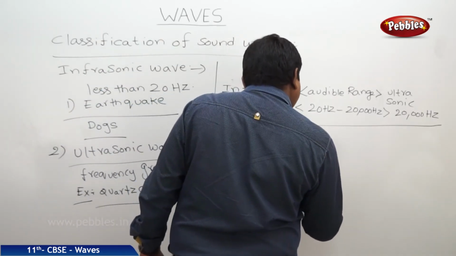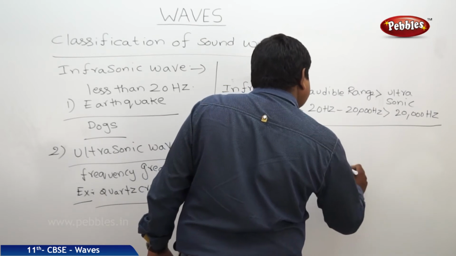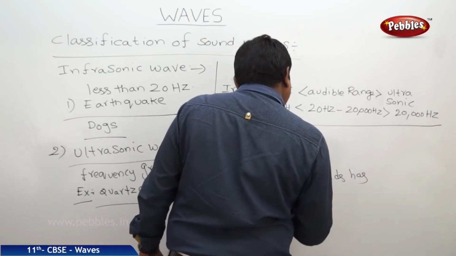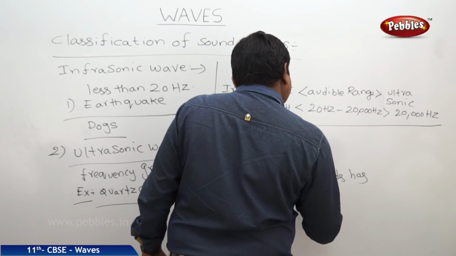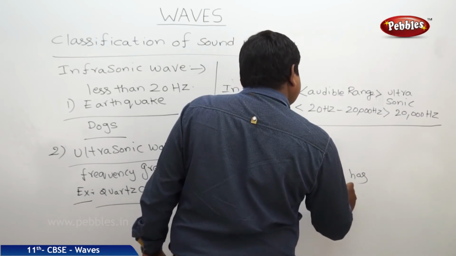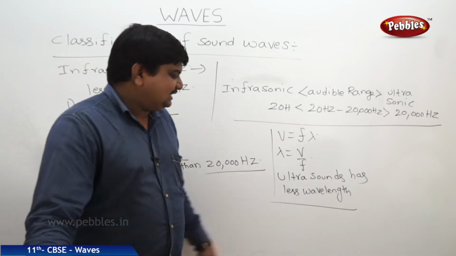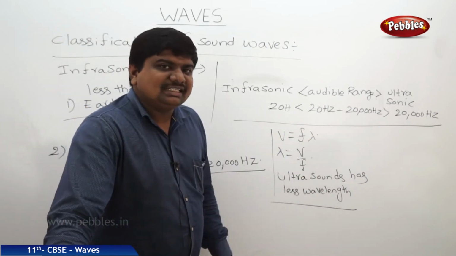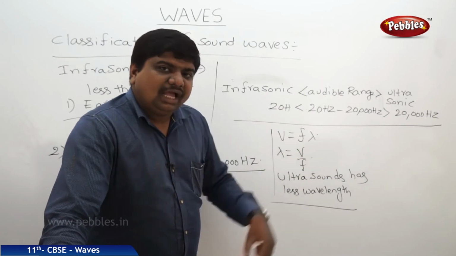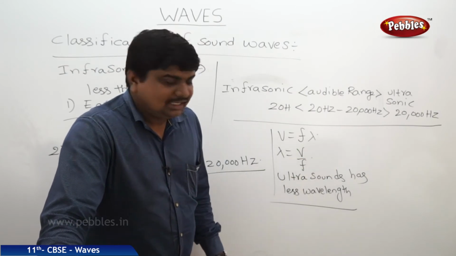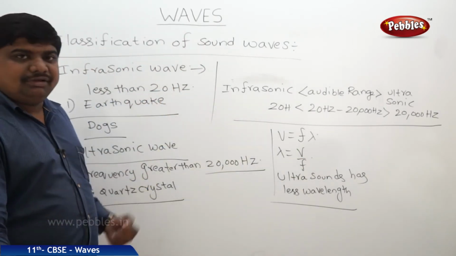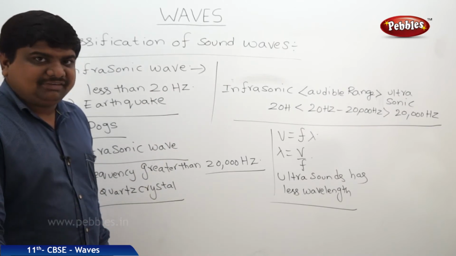or ultrasounds have less wavelength. That's why the sound waves which are ultrasounds in the range are not audible to the longer distances. They are audible only to the given finite dimensions. Like this, we can classify the sound waves on the basis of their frequency separation.